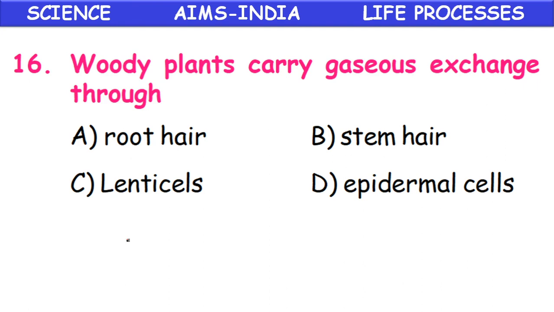Next, woody plants carry gaseous exchange through root hairs, stem, lenticels, epidermal cells. So, usually the gaseous exchange takes place through the stomata of the leaves, but here especially woody plants. So, there are special structures present in the stem called lenticels.